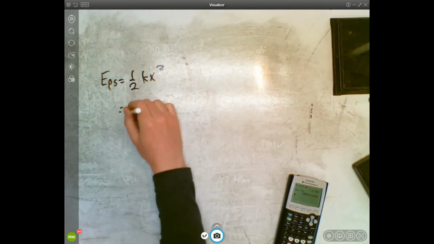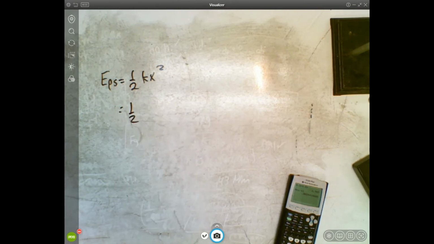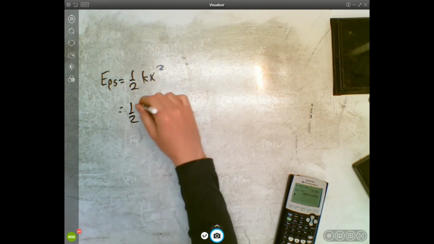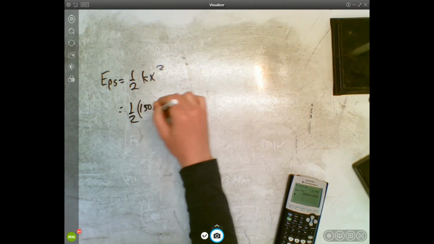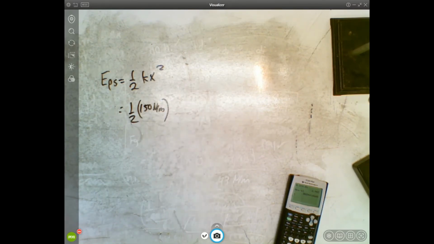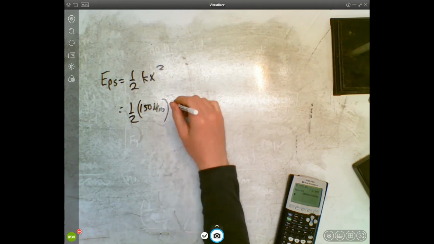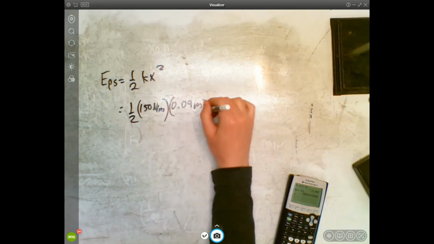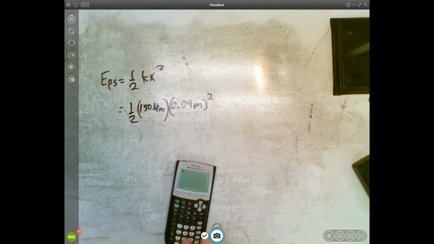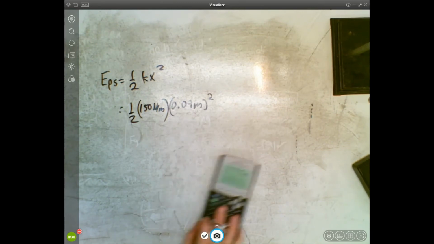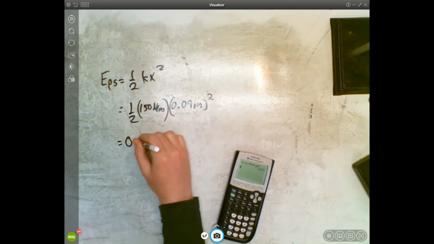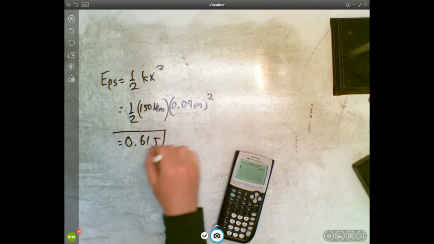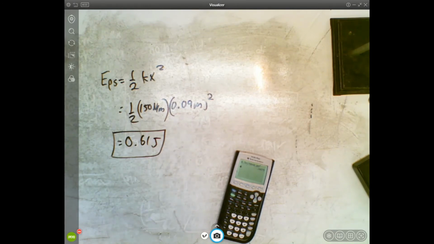So we go 1/2 times our spring constant, which is 150 newtons per meter, and x is 9 centimeters, so that's how much it's compressed, so 0.09 meters, and we have to square it. So our spring potential energy stored in that spring would be 0.61 joules with 2 sig digs. That's how much energy is stored in there. Okay.